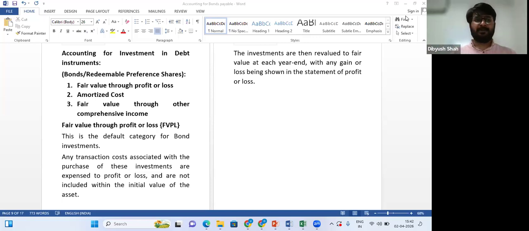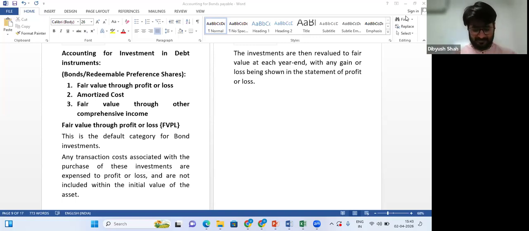So what is the topic? Accounting for investment in debt securities or debt instruments. So here we are talking about when you have made an investment in debt instruments. So what are debt instruments? Generally, either bonds, can be loan or any other notes issued by the company, or redeemable preference shares.